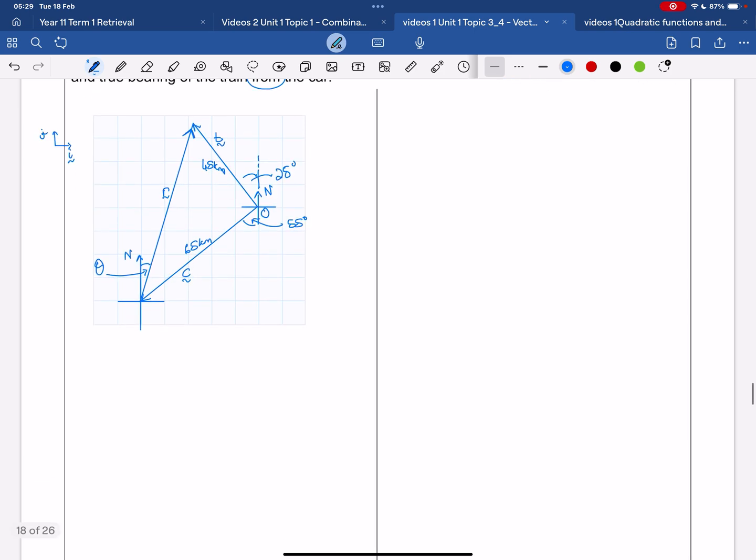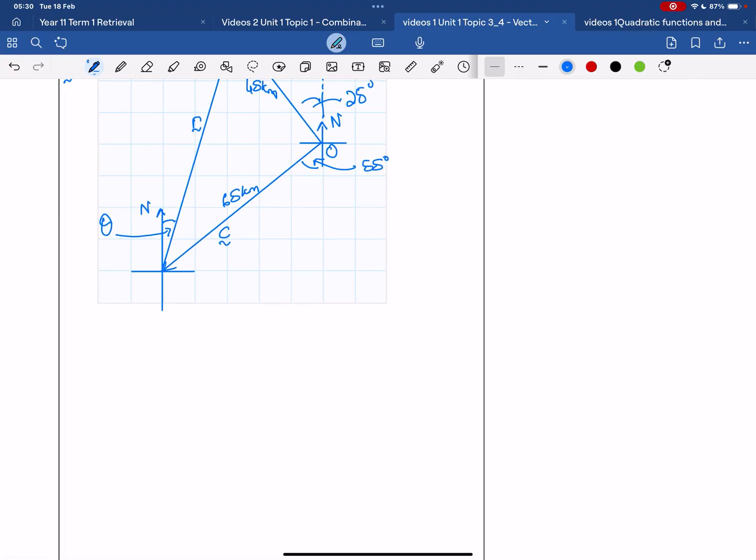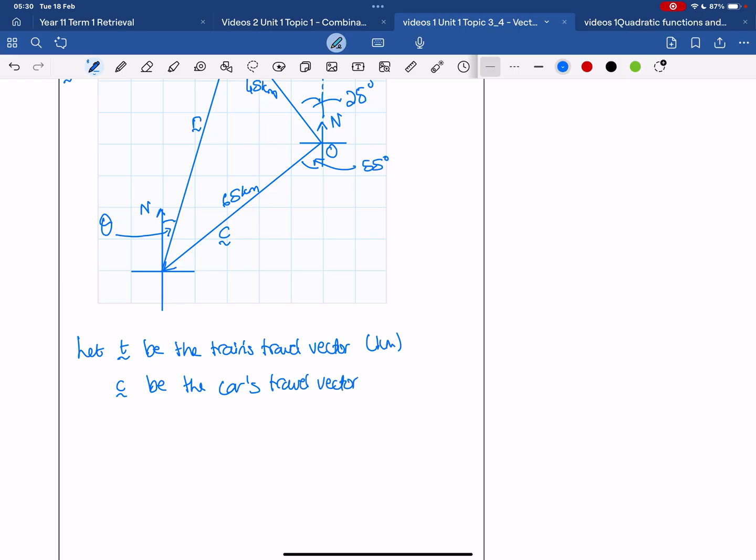Okay, so let's first define our vectors. Let T be the train's travel vector, we're talking kilometers. And we'll let C be the car's travel vector, and that's also in kilometers. And we'll let R be the resultant travel vector, and that's also in kilometers.